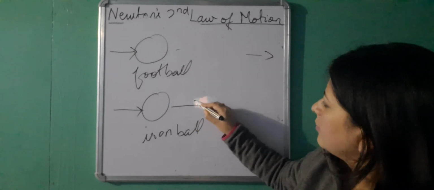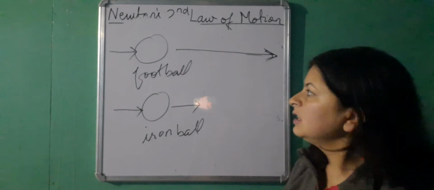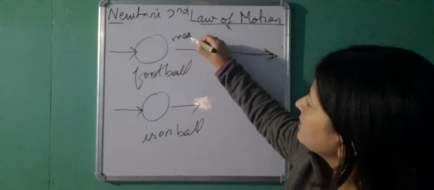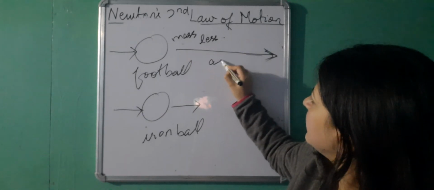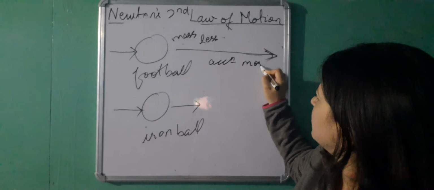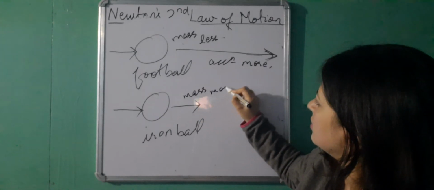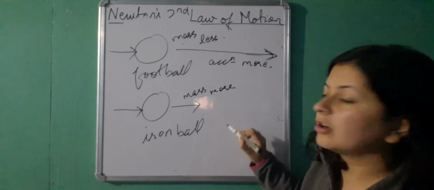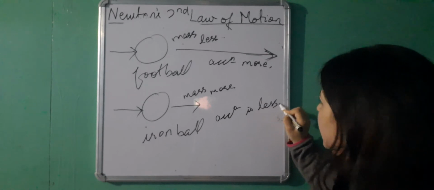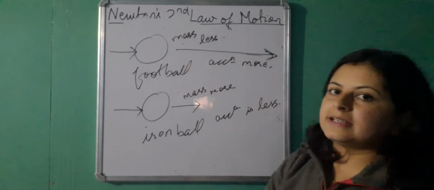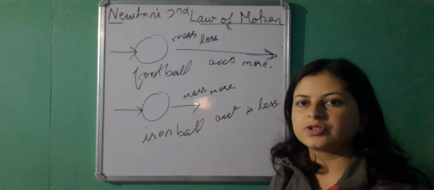Will this iron ball be able to go as far as the football here? No, it is not possible, because its mass is more. Mass less means acceleration will be more, and here mass is more, but acceleration produced will not be that much, so acceleration is less. That means mass and acceleration are not directly proportional to each other, they are inversely proportional to each other.